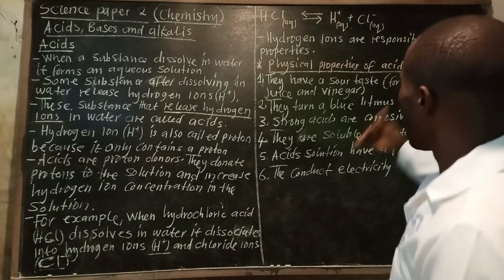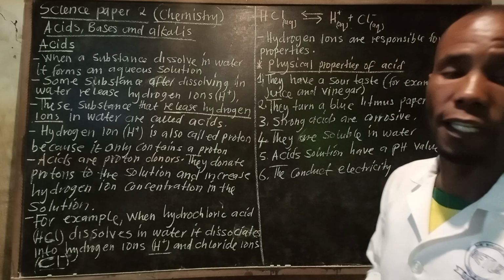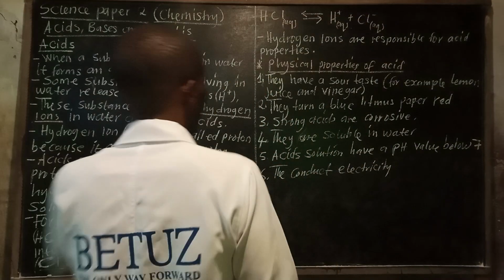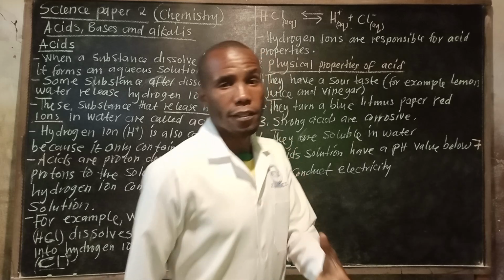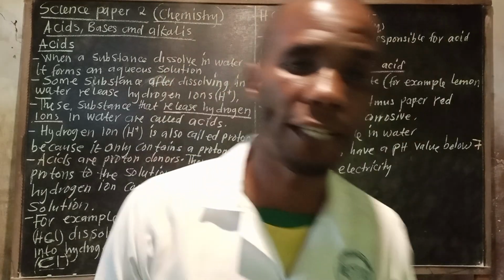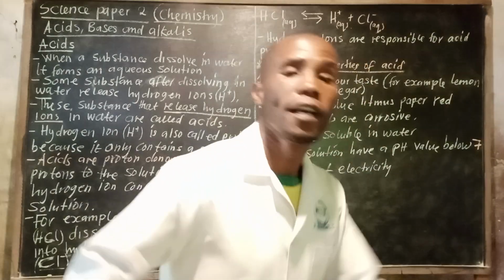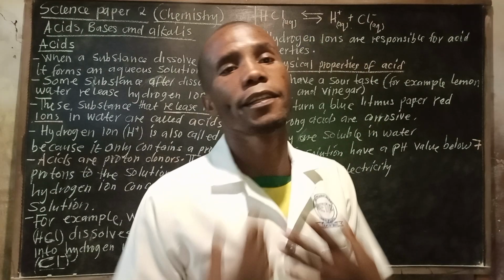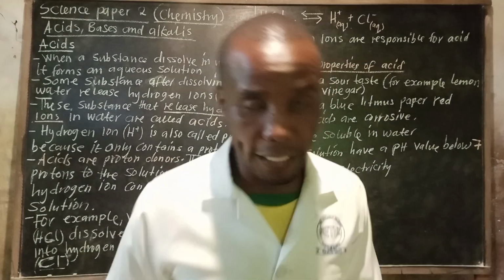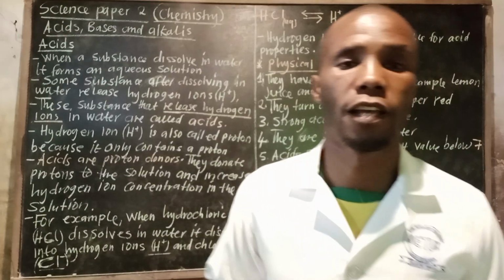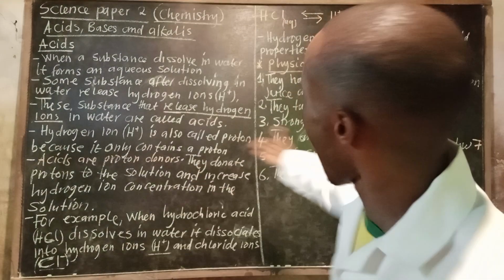Then six, acids conduct electricity. What does that mean? Acid is a good conductor of electricity. Electricity can pass through it. That is acid, the physical properties of acids.